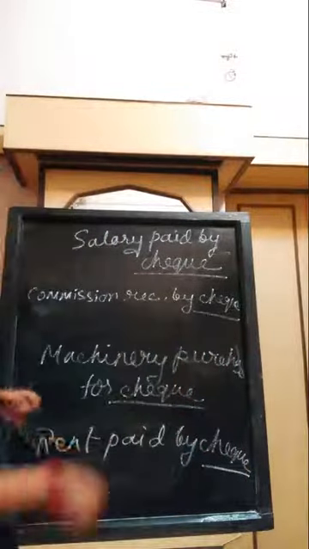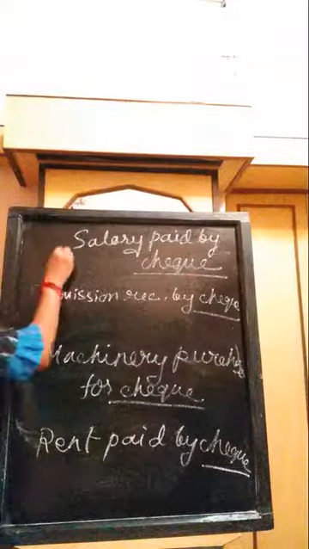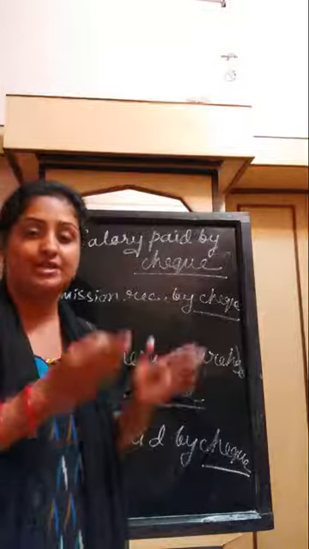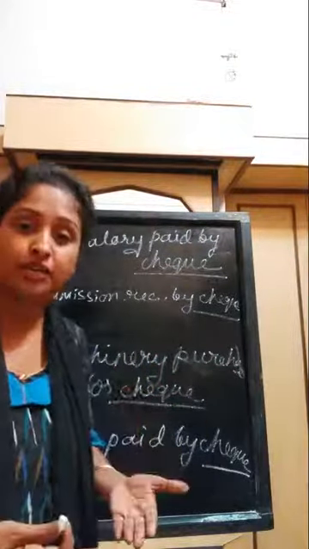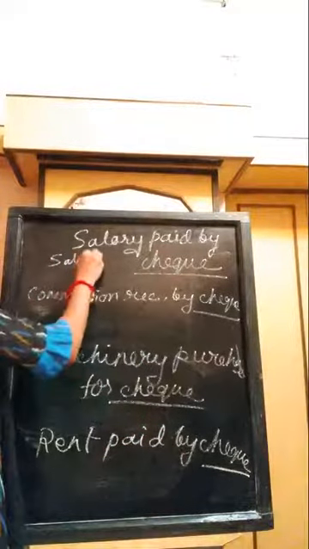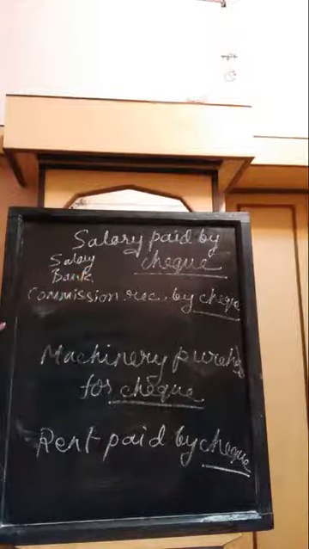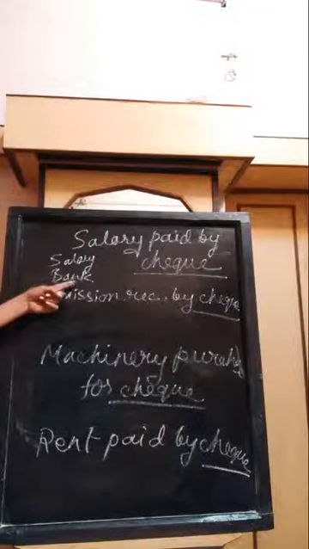For example, the first one, salary paid by check. The two accounts involved will be salary and bank. In case of cash, we used to use salary and cash. Salary and cash were the two accounts involved in a cash transaction. But here we will use salary and bank. For a check transaction where cash is not used, we will use bank. Is it clear to you?